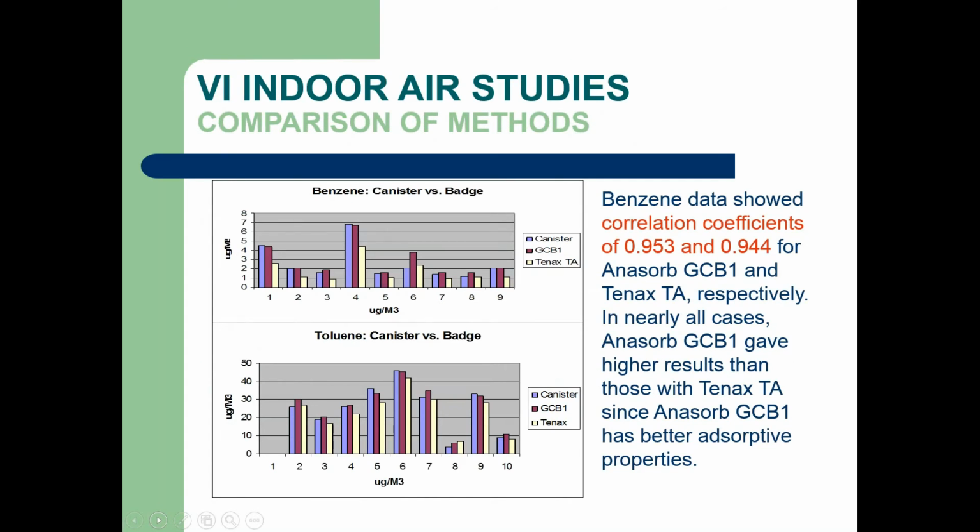When sampling rates were adjusted for low face velocity, SKC noted very close correlation in benzene data at a VI site using canisters and ultra-passive samplers. Note that in all cases, Anasorb GCB1 gave higher results than the old 10X because Anasorb GCB1 has much better adsorptive properties.